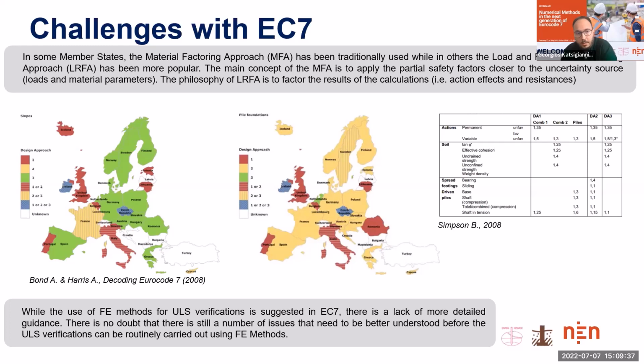So it is clear that while in the current version of Eurocode 7 the use of finite element methods is suggested for ULS checks, there is a clear lack of more detailed guidance. There are a number of issues, as we said, and there is a need to better understand and clarify those issues before ULS verifications can be routinely carried out using finite element methods. And hopefully, with the presentations today, we will get a step closer to achieving that.